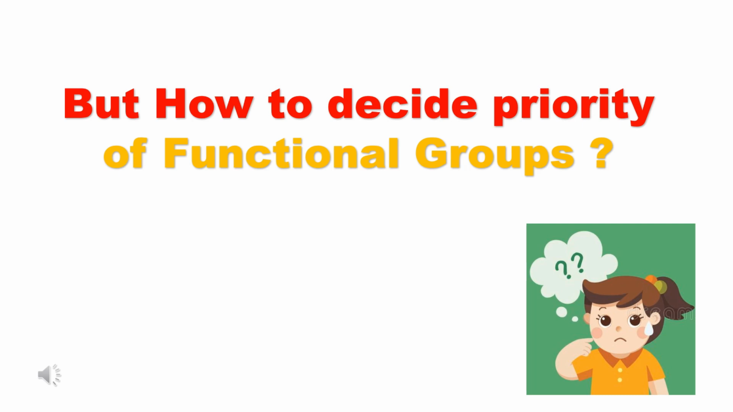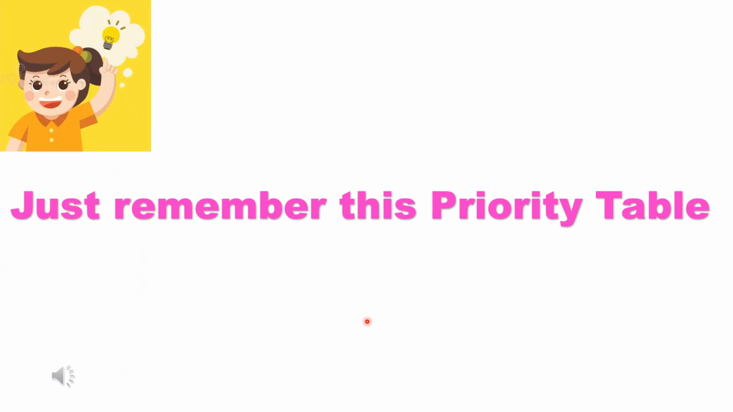But the question arises, how can we decide the priority of functional groups? The answer is very simple. Just remember the priority table. If you remember the priority table, you can easily identify the major functional group and the secondary prefix. Isn't it that simple?